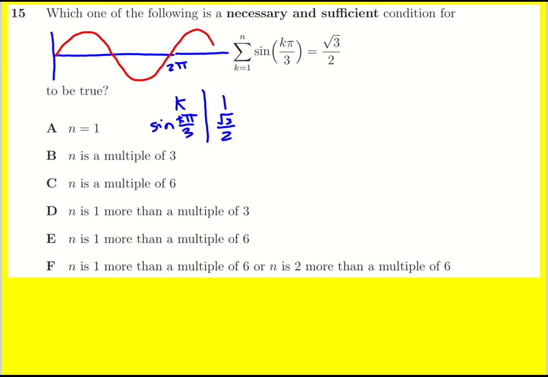Sine of pi over 6 is a half. These are some values that you just need to know. And if I put 2 in, then I get sine of 2 pi over 3, and actually that is pi minus pi over 3. I get the same thing. Like I've just found these two values here.